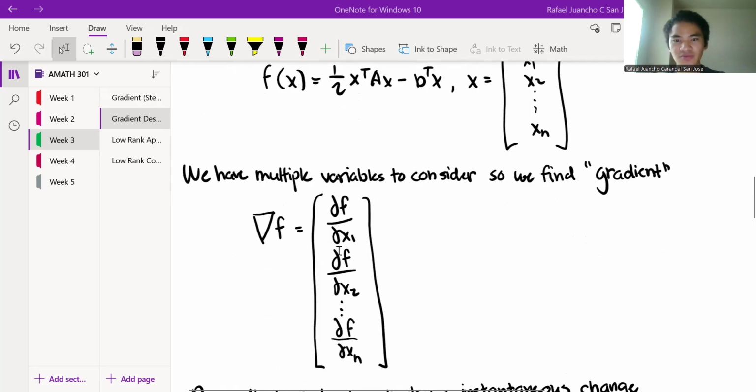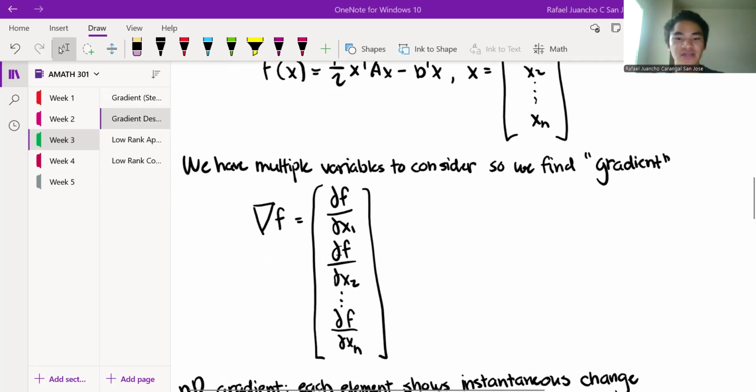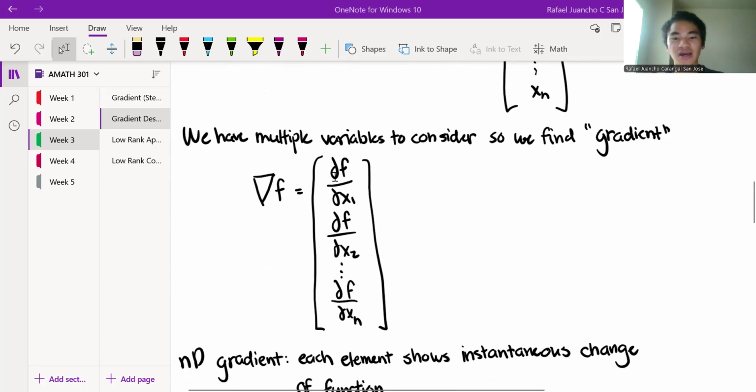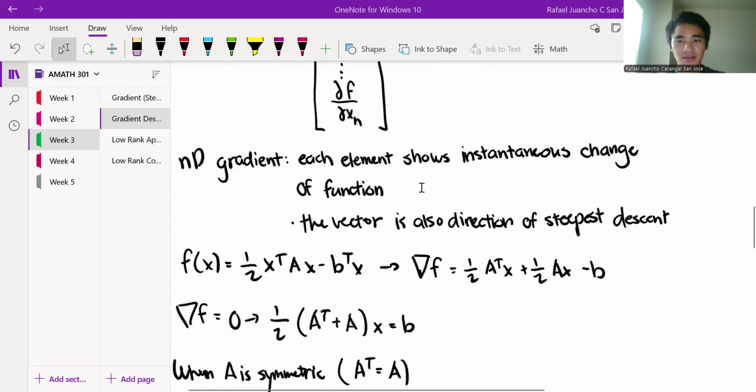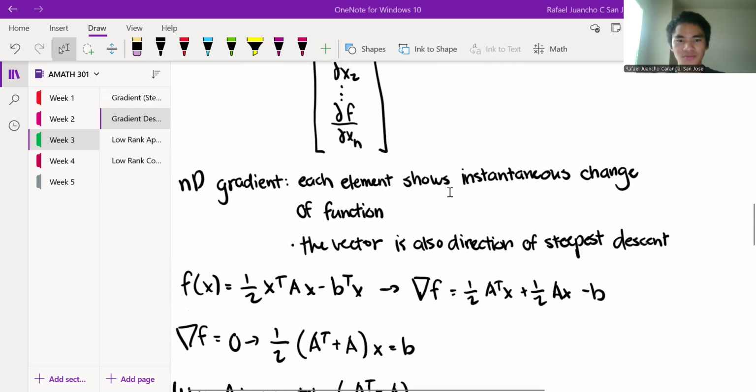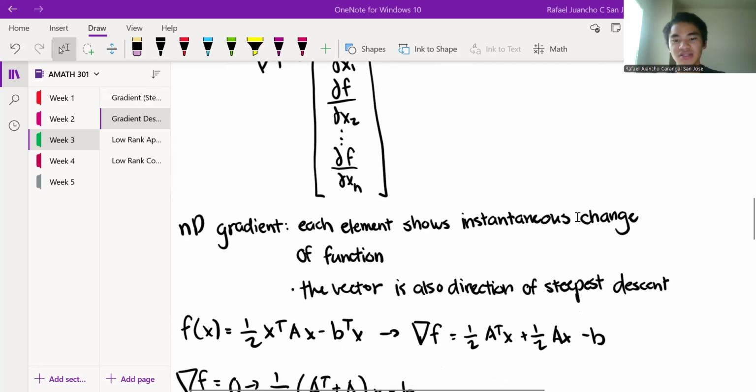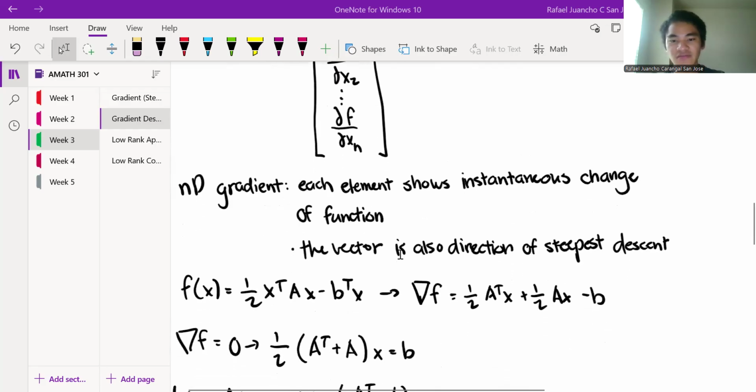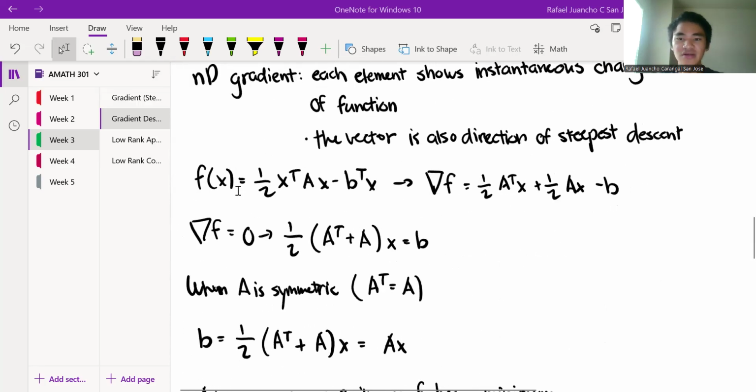And so here we have multiple variables to consider when we're finding the gradient. As you may notice, we're actually taking the partial derivatives of our function f with respect to that variable, wherever it is, of x. And so this gradient, from x sub 1 all the way to n, actually shows the instantaneous change of a function. And the vector is also the direction of steepest descent. And so if we were to get the gradient of this thing, well, we're just taking its derivative.